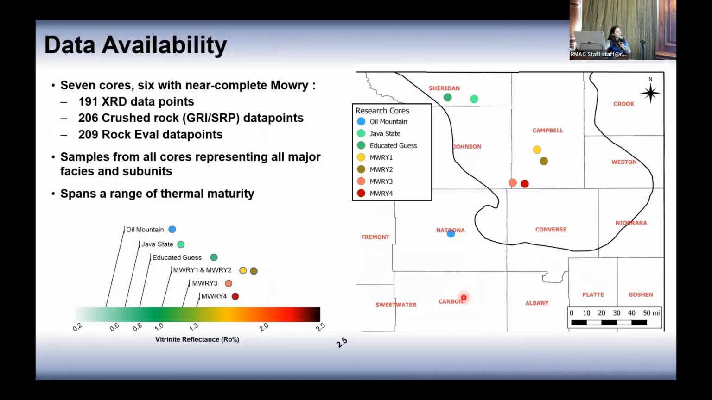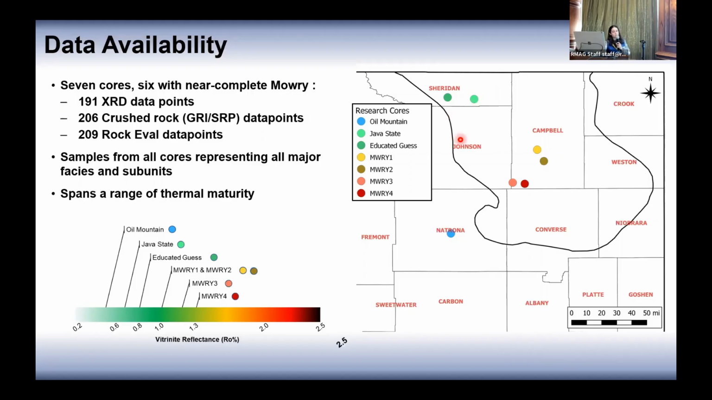So before we get into the core data, I just want to briefly run through what core data is available, what we have at our hands to tackle this problem. There are 7 cores available, mapped out here for you. 6 of these have near complete Mowry. This Java state only has mostly the middle Mowry, so it doesn't have lower and upper.